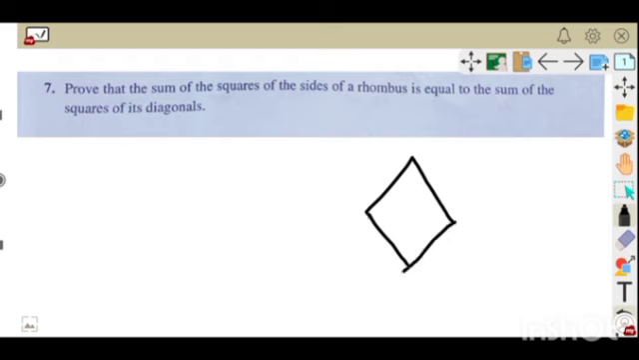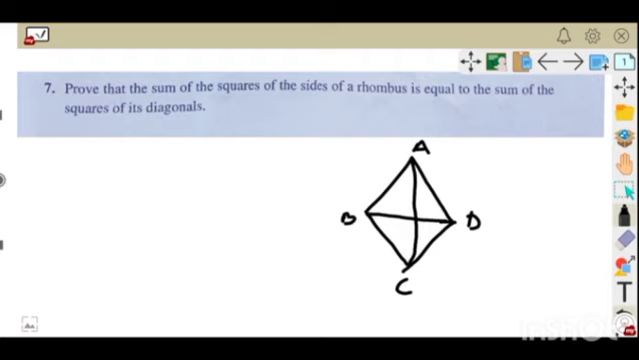Okay, so let me say A, B, C, D. It is a rhombus. And here let me draw the diagonals. BD is one diagonal and AC is another diagonal. So one of the basic properties of the rhombus is diagonals bisect each other at right angles. Let me repeat. Diagonals bisect each other at right angles.